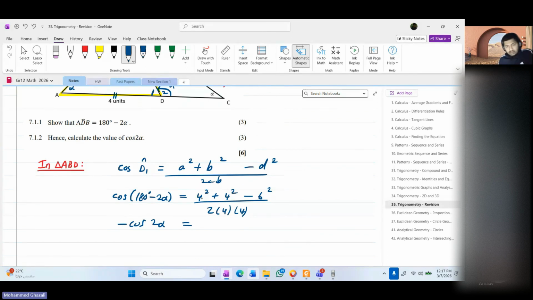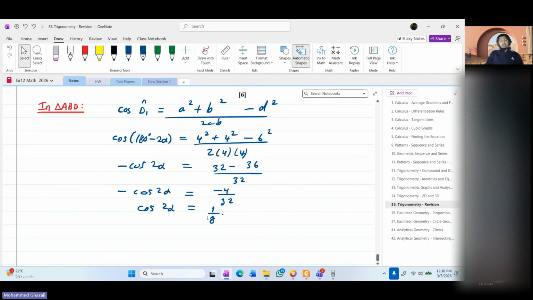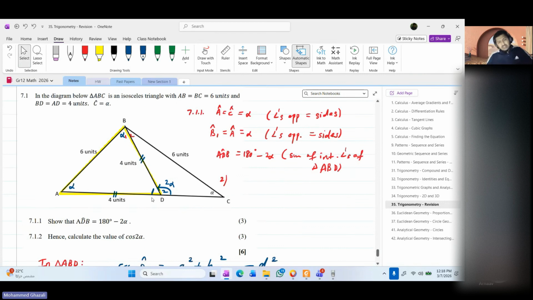4 squared plus 4 squared, that is 16 plus 16 is 32, minus 36, divided by, this is 16 times 2, which is 32. That's negative 4 over 32 is negative cos 2 alpha. So cos 2 alpha is equal to 1 over 8. Yeah. So what is cos 2 alpha? 1 over 8. Nice. So they didn't tell you to actually solve for angle D1. You could have solved for angle D1, right?